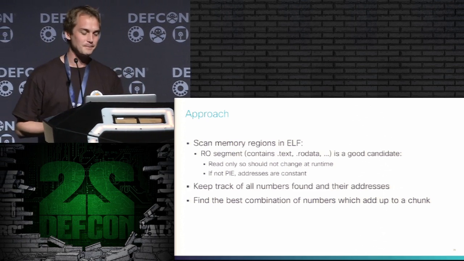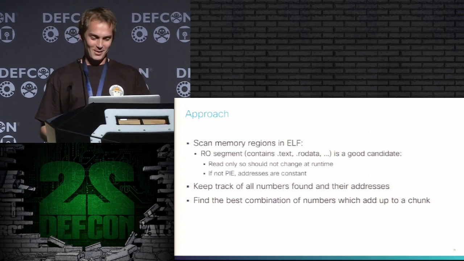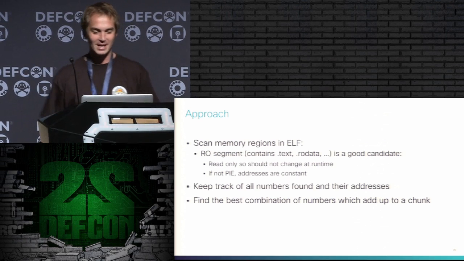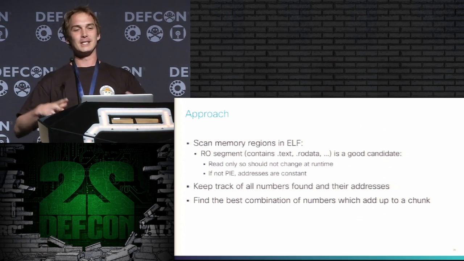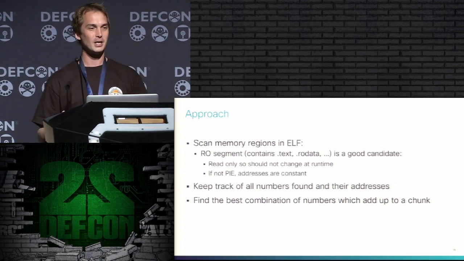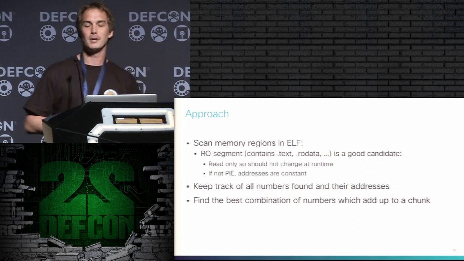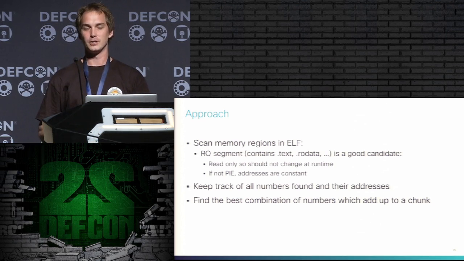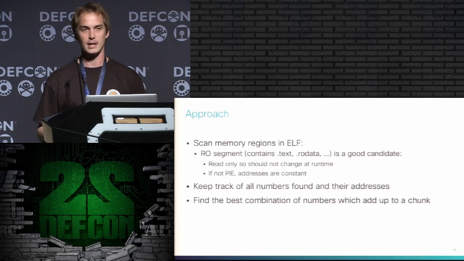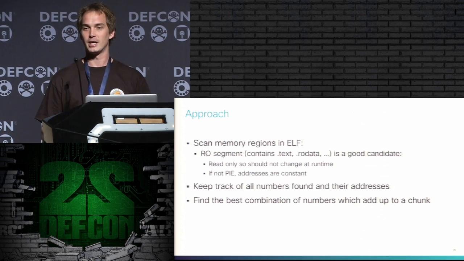So, the read-only segment is where you find your numbers. You scan that segment, look for the numbers, shifting by 1 byte each time, and keep track of their addresses. You end up with a whole bunch of numbers, and the problem seems pretty simple: how do I add up this random bunch of numbers to find the chunk I want? All you're looking for is the best combination of numbers which add up to a chunk.